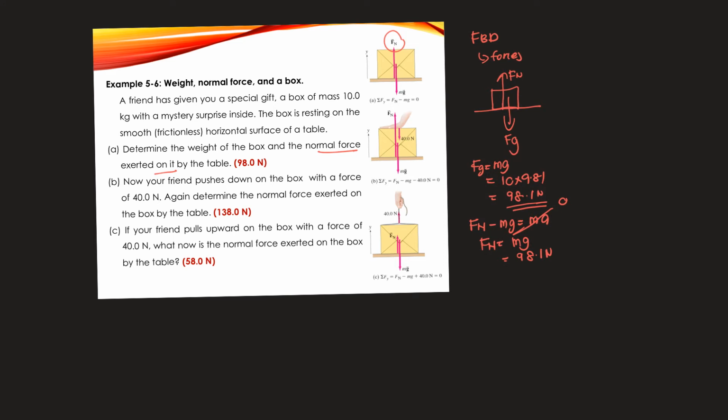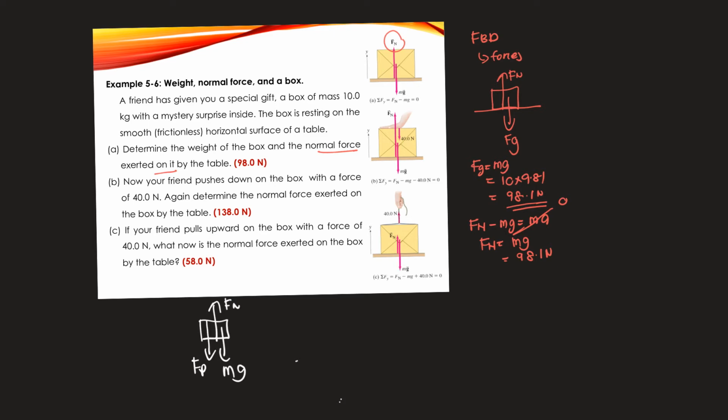Now your friend pushes down on the box with a force of 40 Newton. Again, determine the normal force exerted on it by the table. First thing first, draw. You have normal force upward, you have mg always acting downward, and then your friend pushed down, so the applied force is going to be like that. This is the push force downward.